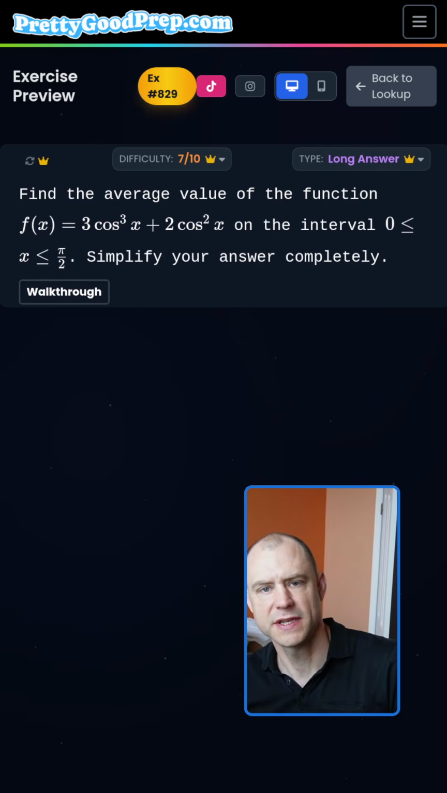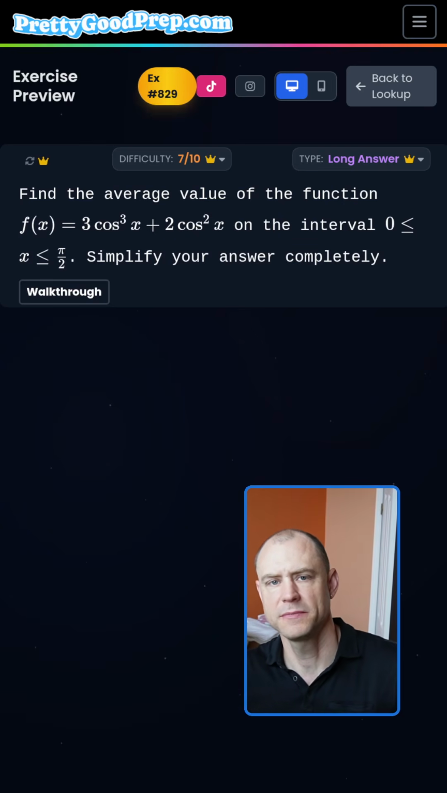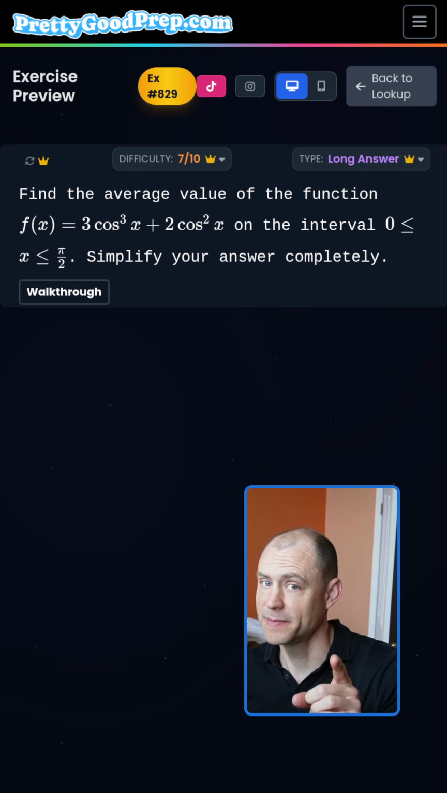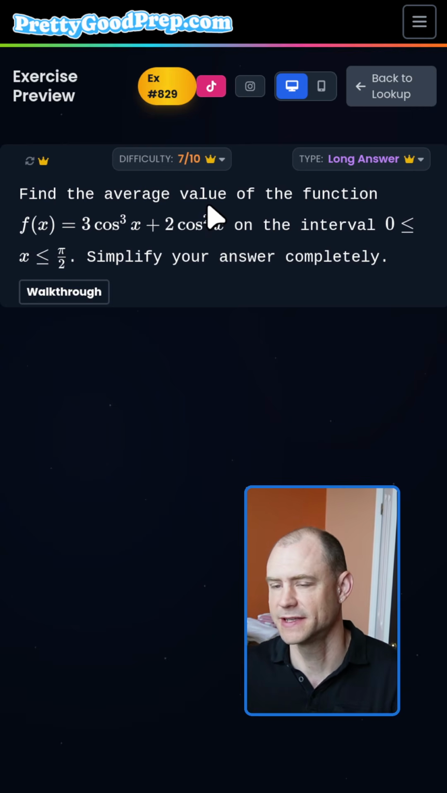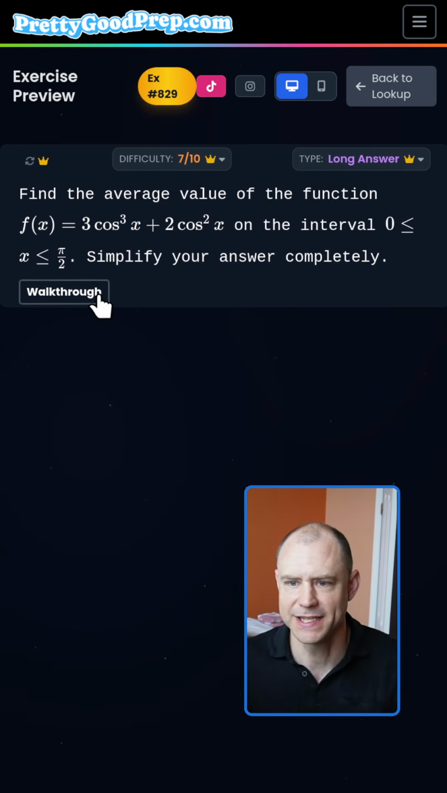This is a university level Calculus 2 exam problem, so it's calculus with integration. If you can do this type of problem, you are well on your way to passing your course, that's for sure. Let's go through this. I give this one a 7 on 10 for difficulty. It's in the long answer category. Let's go through the walkthrough.